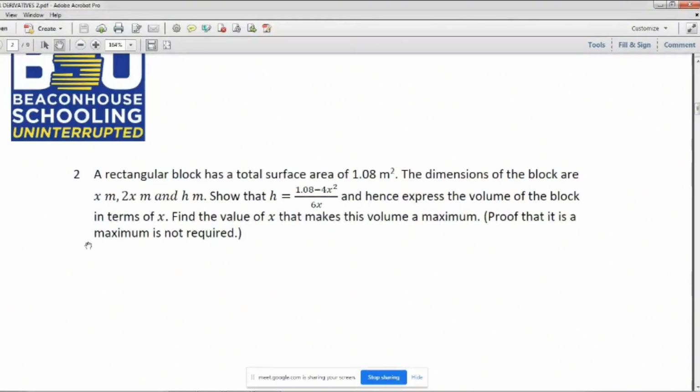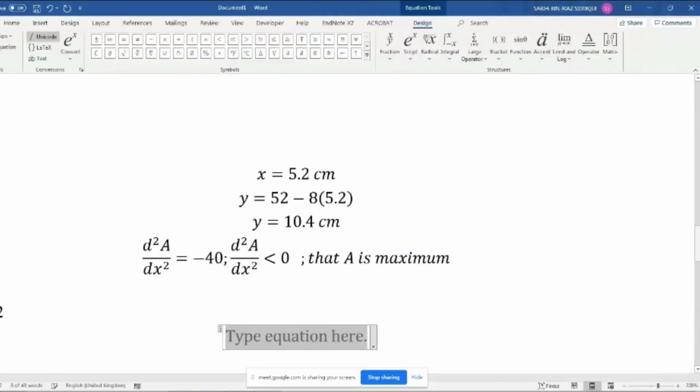Yes, so how do I find out the total surface area of a rectangular block? Total surface area of a cuboid. What is the total surface area?